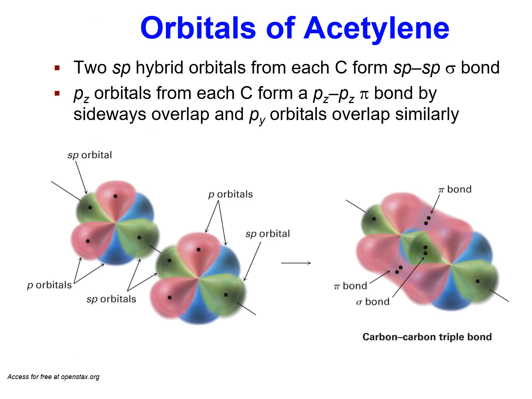Okay, so if you look at the next slide, these are the two carbon atoms. The green lobes represent the sp hybrid orbitals with one electron each. The red lobes represent the unhybridized p orbitals. Okay, so once the two sp hybrid orbitals overlap to form a sigma bond, the p orbitals will overlap sideways in this manner to form the pi bond.